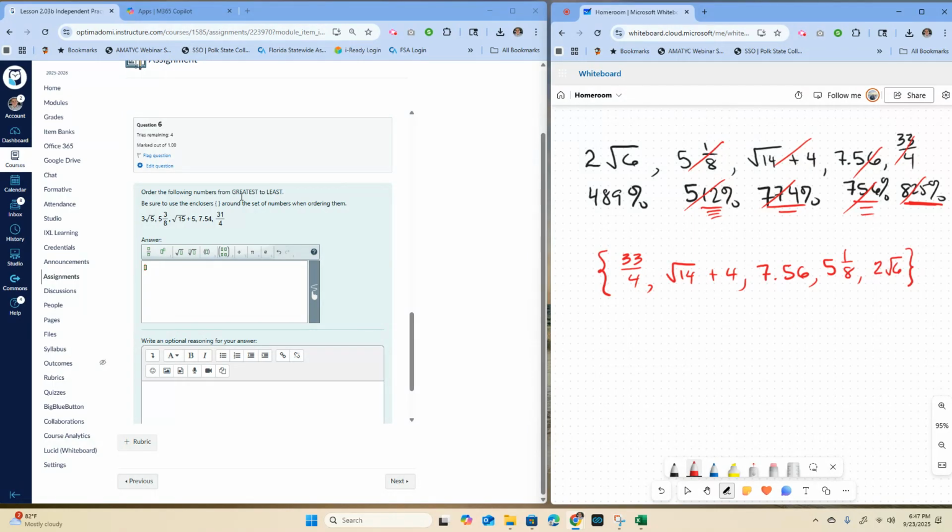Okay? That's what the instruction says here. Enclose your answer between the braces. Okay? And that's how you do this homework. All right? I hope this helps.